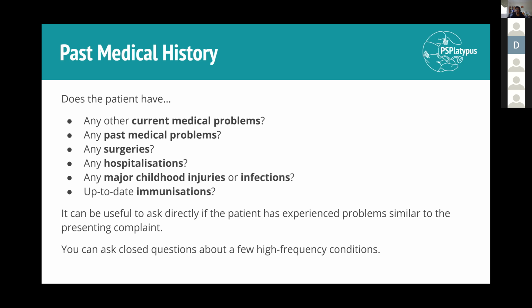You want to avoid jargon here as well. So don't ask if the patient has hypertension, ask them if they have high blood pressure. And that's another thing, sorry. You can ask closed questions, like, do you have any of these conditions? Something like that for really common stuff, like asthma, diabetes, high blood pressure, that sort of thing. It can just be useful in case they've missed something.